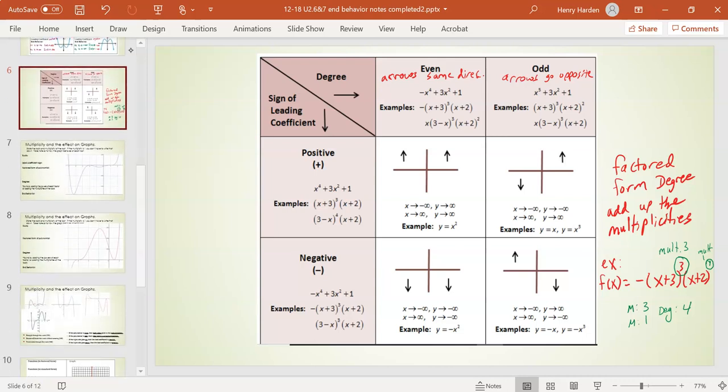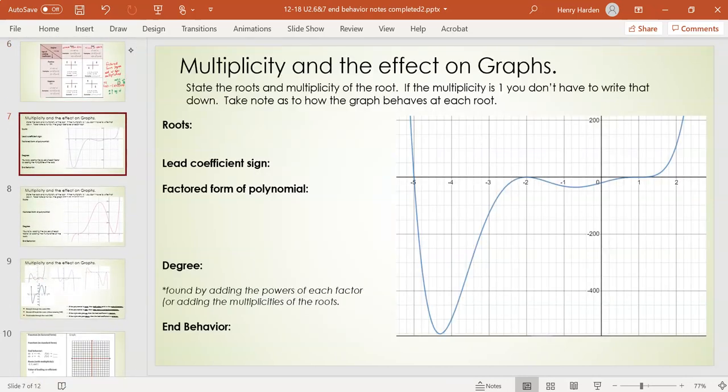All right, but then let's look at this and put these together. We're going to literally put all this together. Okay? So when I'm looking at a graph, there are things that I can tell just from looking at the graph. I can tell the roots.